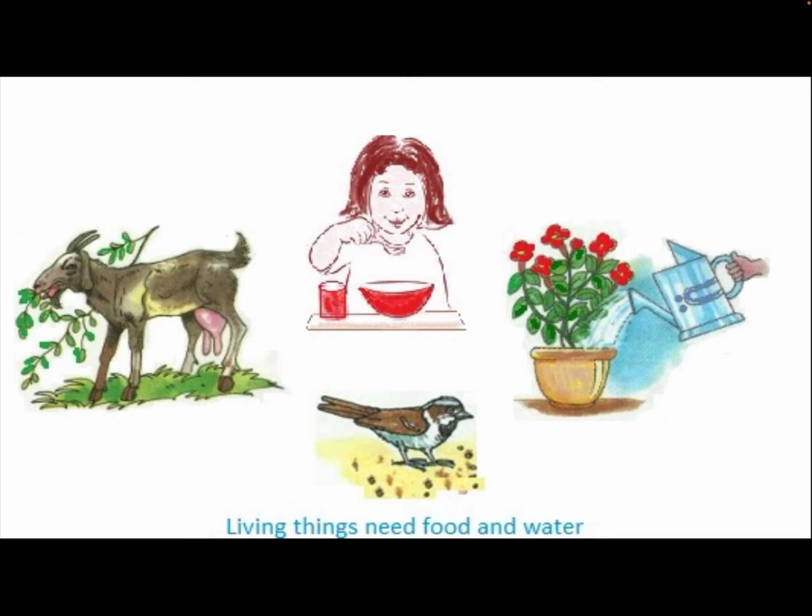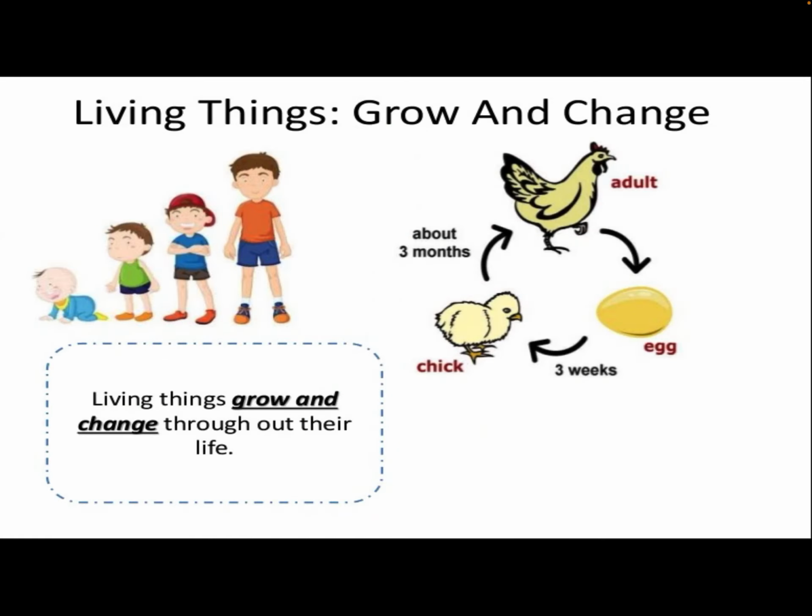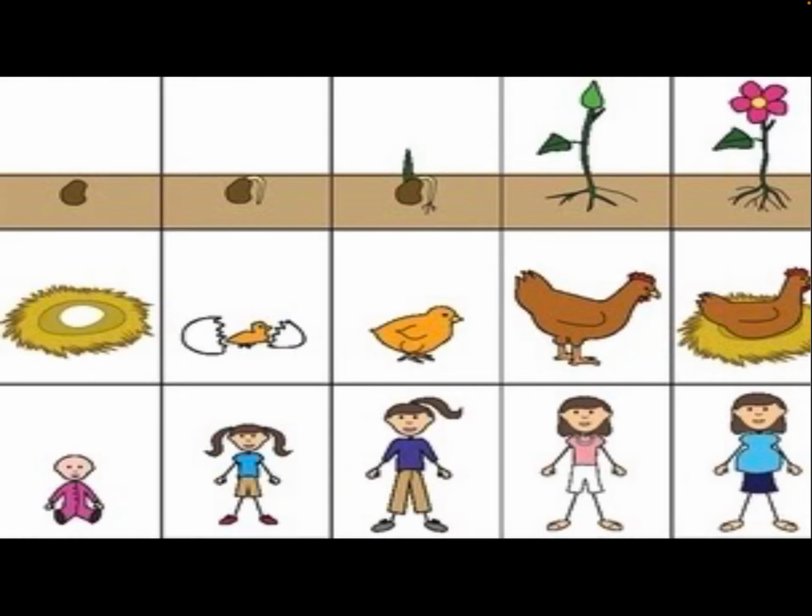All living things need food to live. Most plants make their own food with the help of air, water and sunlight. And humans and animals get their food from plants and animals. Now living things grow and change. You were born, you were a baby. Now you are a big boy. In the same way, the chick grows into a hen. In this picture, you can see a baby plant grows from the seed into a plant, and a chick grows into a hen. A baby grows big.